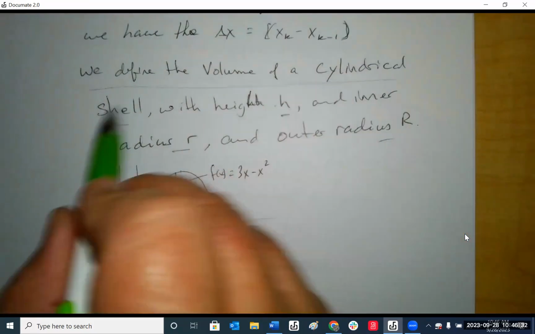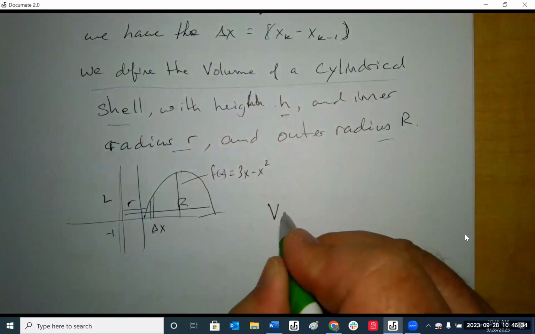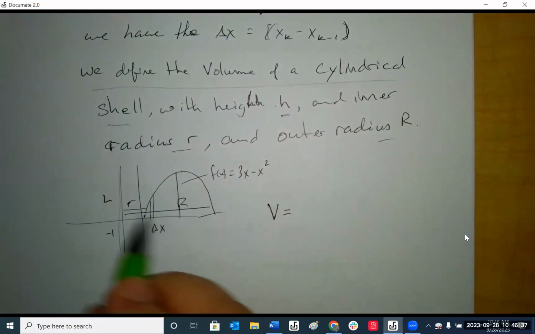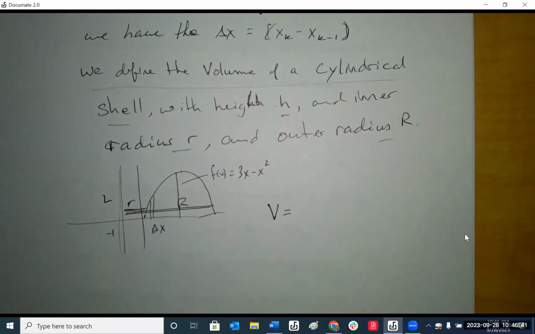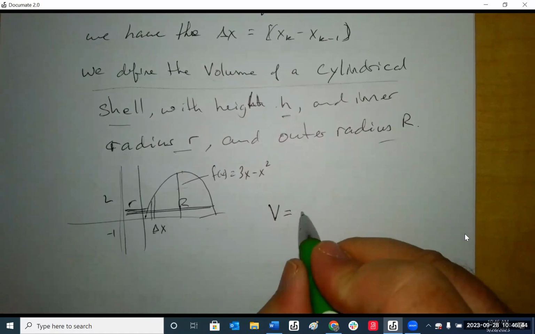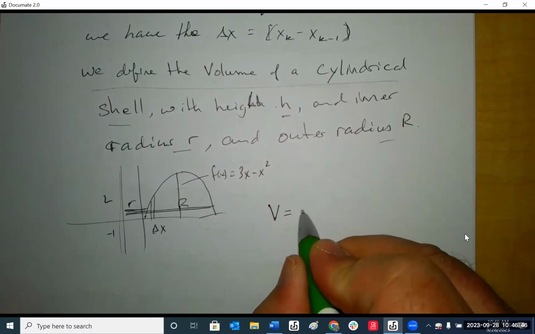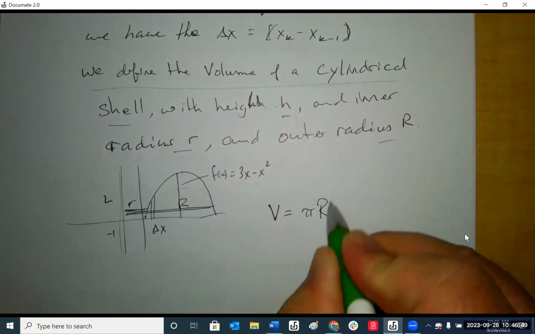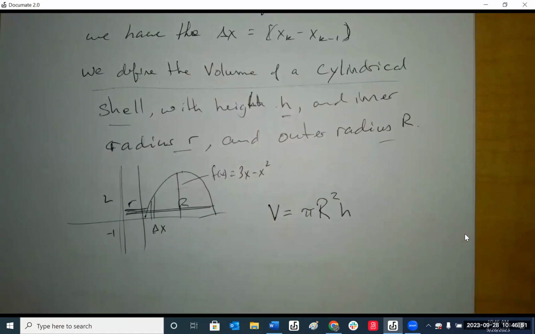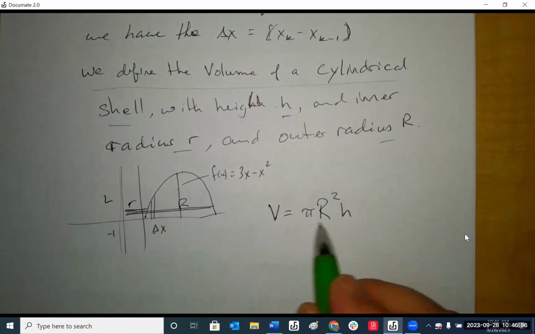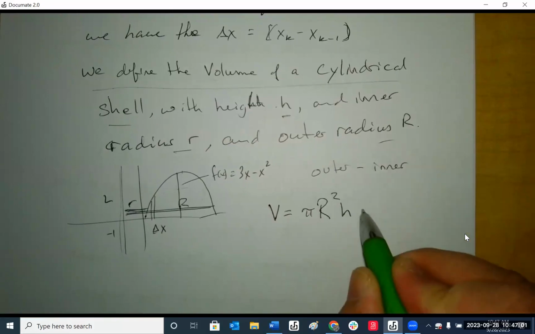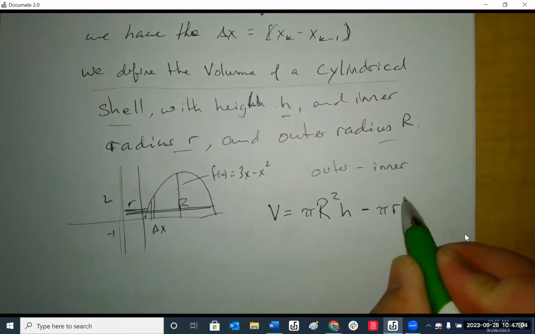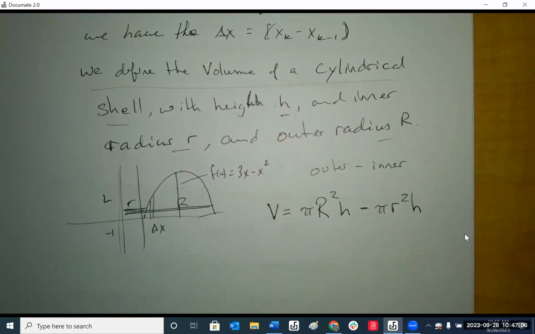So to define the volume of the cylindrical shell, we have this radius and this radius. So how would you find the area in between? You have pi r squared h. That's of the outer. This is outer minus inner: pi little r squared h.